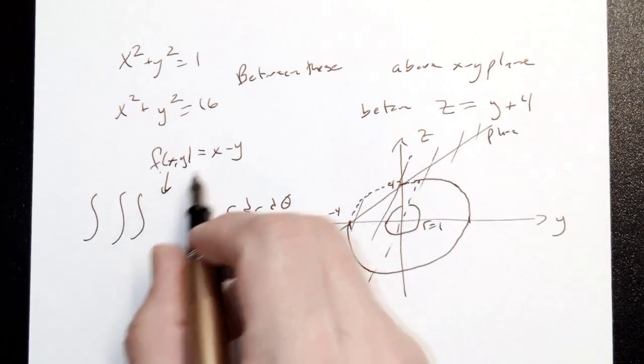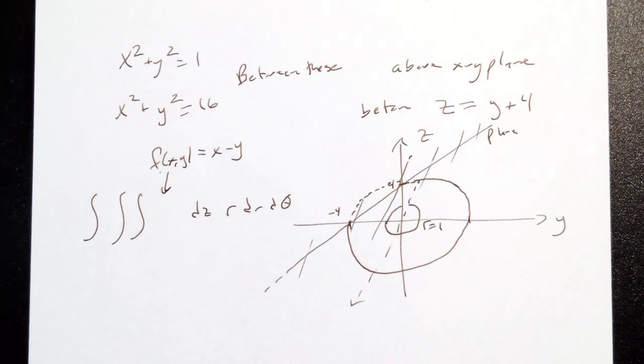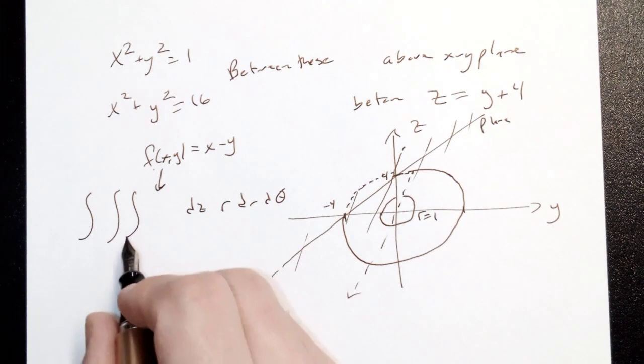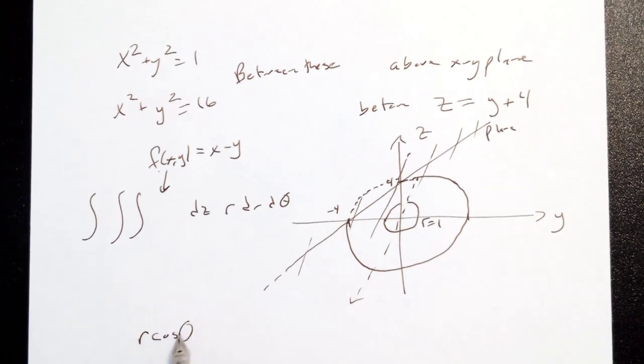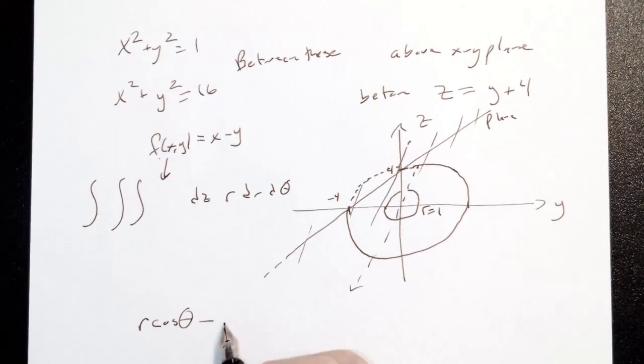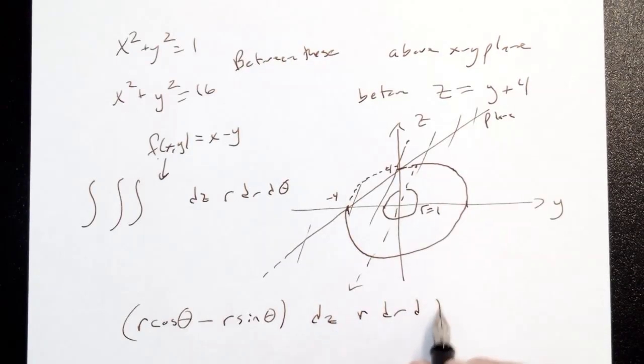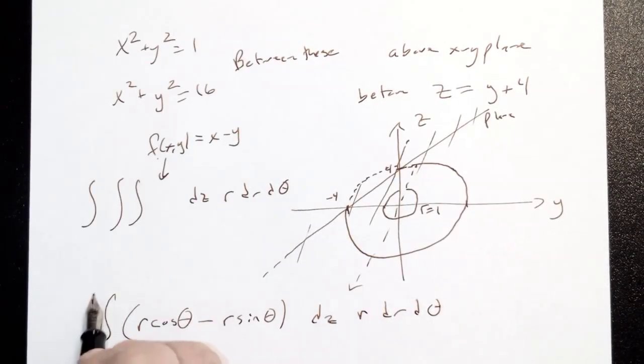So, x is, minus y is, dz r dr d theta. I didn't leave enough room, so I'll rewrite that. And then I need the limits. Z limits. Z limits come first.